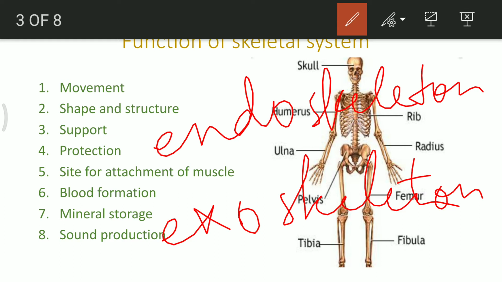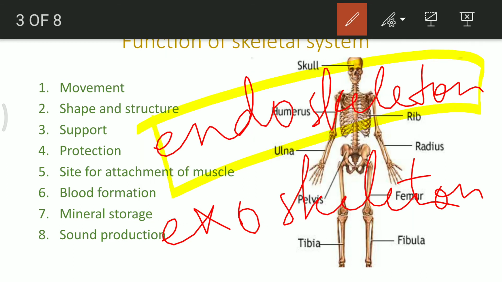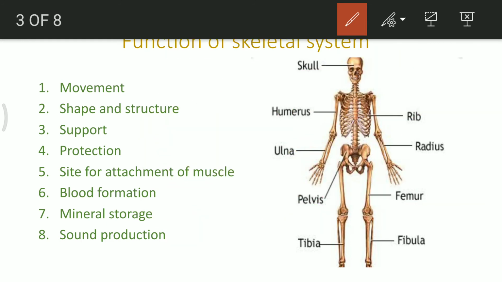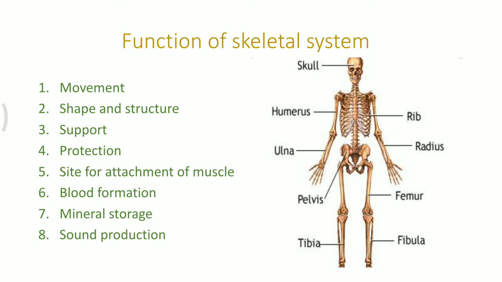You can think of the horn or the keratin substance or the chitin, which helps in the formation of the outer covering of most of the invertebrates. That is the exoskeleton. But what are we going to study about? We are going to study about the endoskeleton today. So we will discuss the functions of the skeletal system, the uses of the skeletal system.